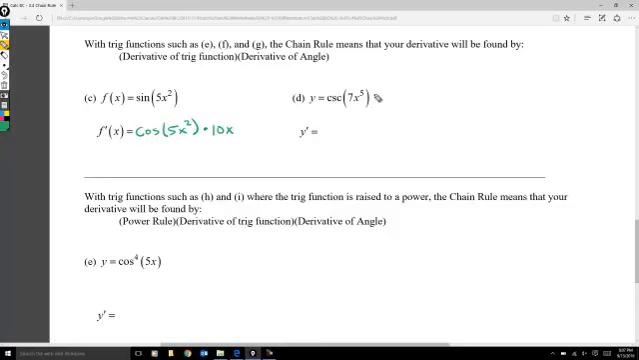I'm going to take the derivative of the outside first. I need to take the derivative of cosecant, which is negative cosecant times cotangent. The inside did not change, even though I had to write it twice. Now I multiply by the derivative of the inside, which is 35x to the fourth. All right, let's keep going.